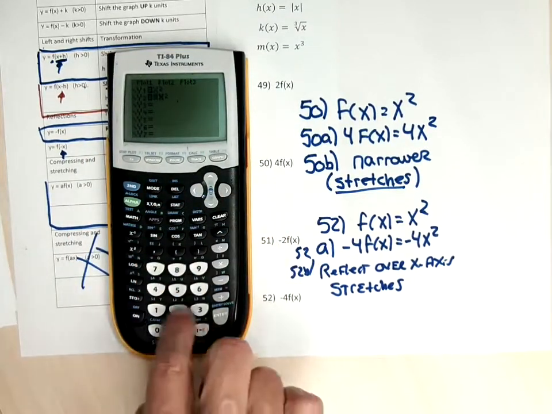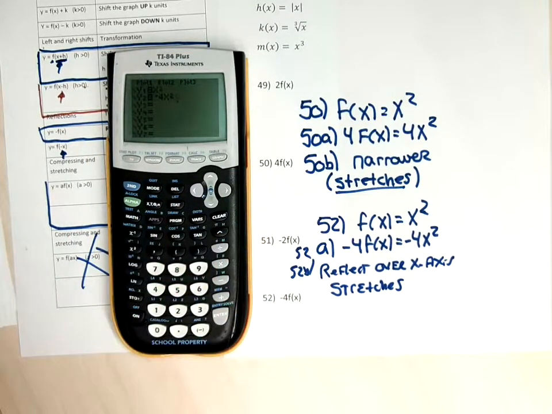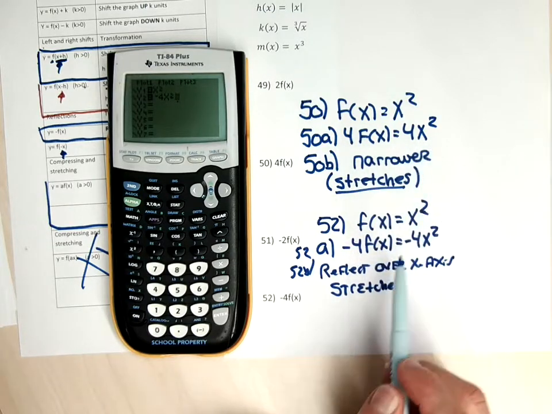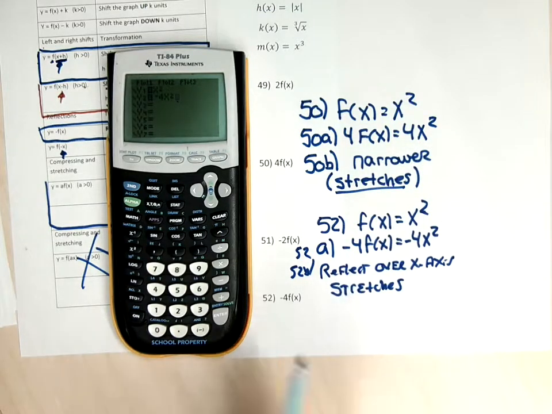But multiplying by a number bigger than 1 is going to make a parabola narrower. It's proper to say we stretch the parabola. If it's a positive number, that parabola is going to be the same right side up. If you're multiplying by a negative number, it flips it over the x-axis.